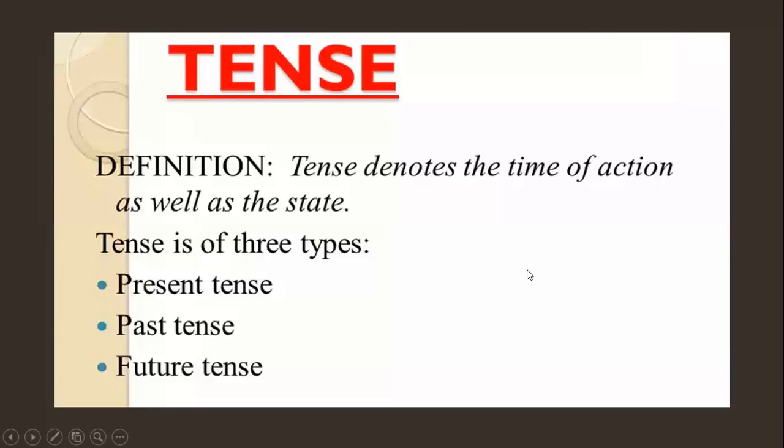Okay, so what is a tense? As you all know, a tense denotes the time of action as well as the state. That means a tense is actually referring to the time when something is happening, whether it has happened, whether it is happening, or whether it will happen. These are the three different times when something can happen. Definitely, if it has happened, then it's going to be the past tense. So there are three types of tenses: present, past, and future.